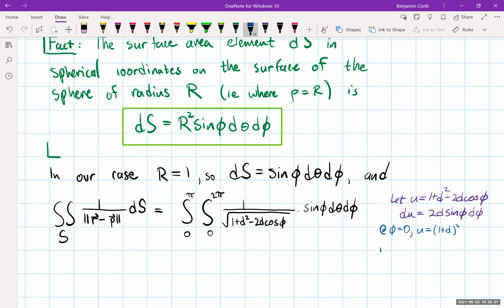Similarly, by the way, at phi equals pi. Oh, wait, this is a minus. Yeah, I think that should be a minus. Here, I'll just write it out so it's clear: 1 plus d squared minus 2d. Phi is equal to pi.